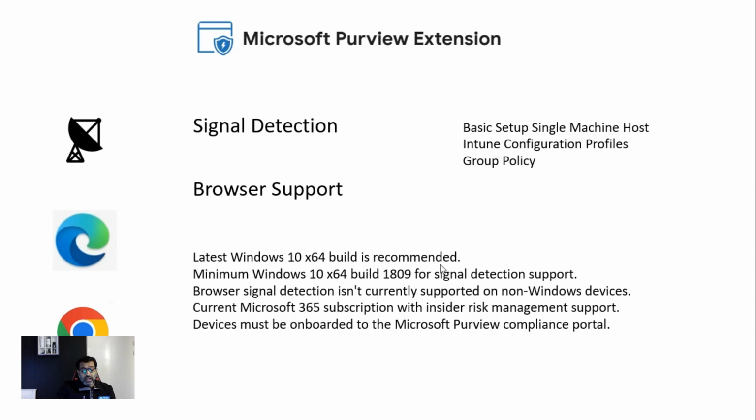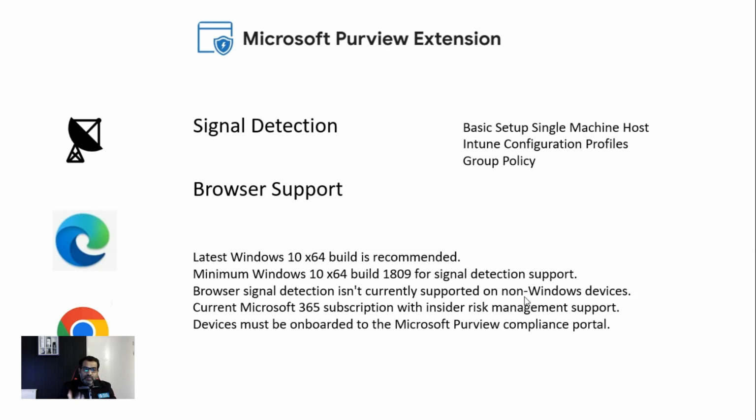And of course, a current Microsoft 365 subscription with insider risk management support is definitely required, and devices must be onboarded to the Microsoft Purview compliance portal. If you have not seen how to onboard the devices to the Microsoft Purview compliance portal, I highly recommend taking a look at the previous video, where we talked about that, so that you have the full continuity. And basically, this works in combination with the policy integration.